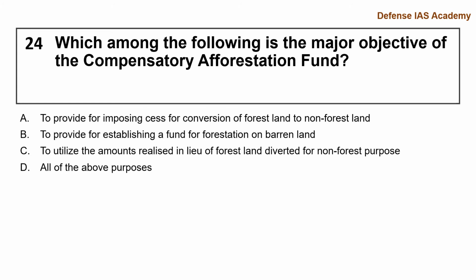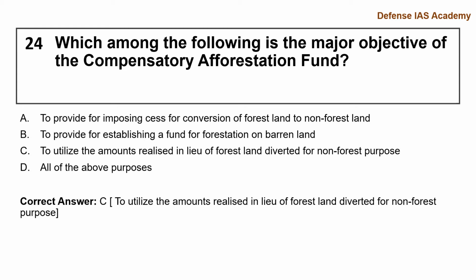Question 24. Which among the following is the major objective of the Compensatory Afforestation Fund? The correct answer is option C. To utilize the amounts released in lieu of the forest land diverted for non-forest purpose. That is the objective of Compensatory Afforestation Fund. The objective is to utilize the amounts realized in lieu of the forest land diverted for non-forest purpose.